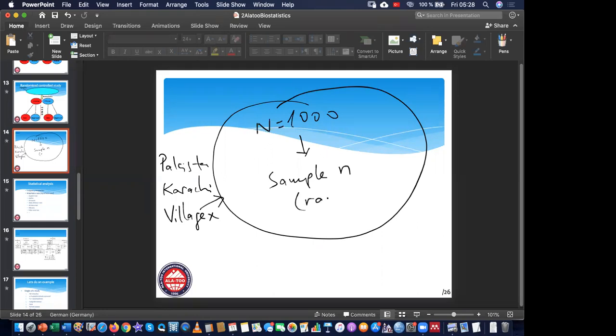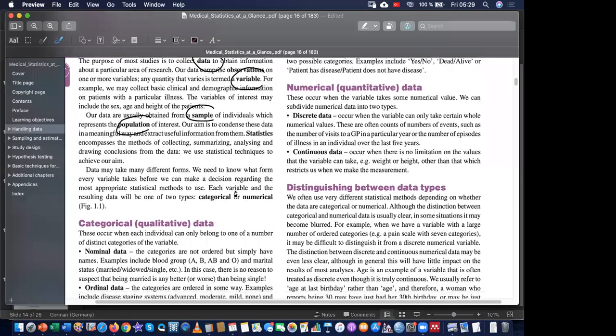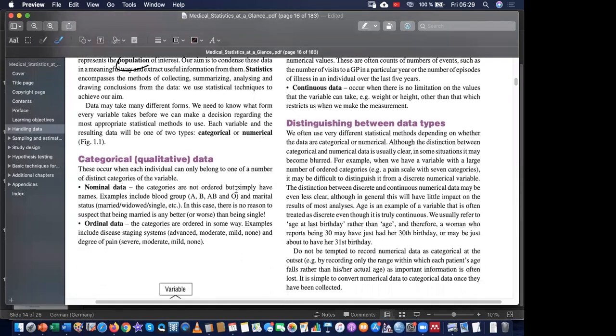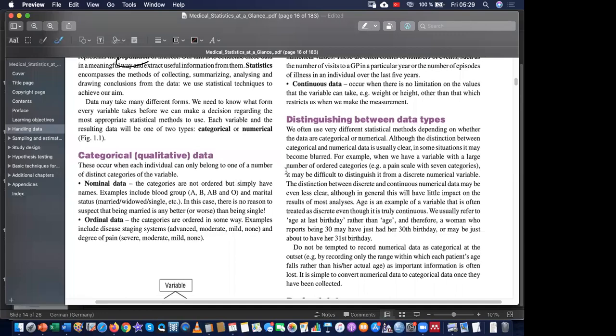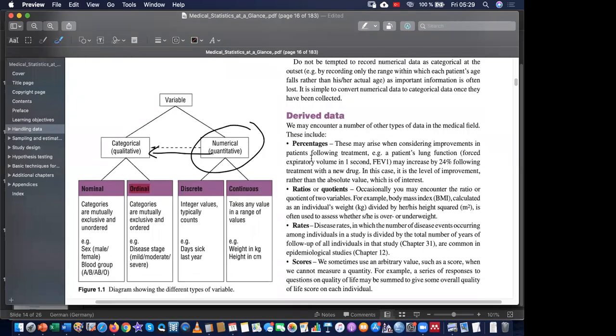Randomly we should select how many people? I don't know, you will decide later on. Let's say it is 50. Out of these 1,000, you select 50 randomly, and then you do your study on these. We call this sampling. So far, so good? Nominal, ordinal, I mentioned. We have discrete, continuous. That's clear also, I think.